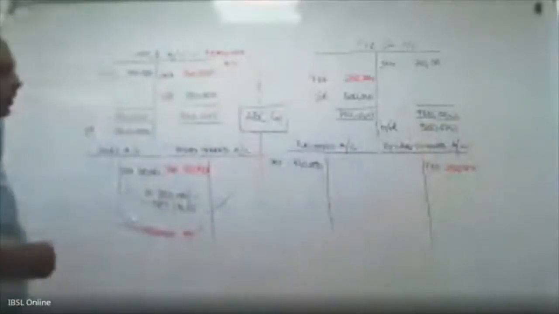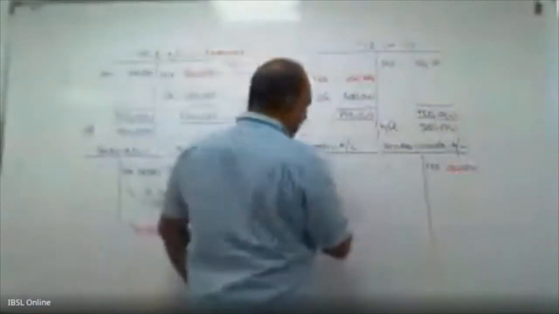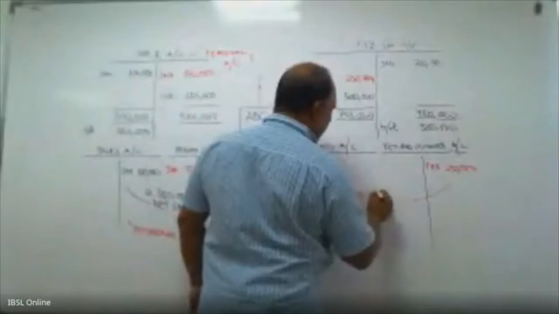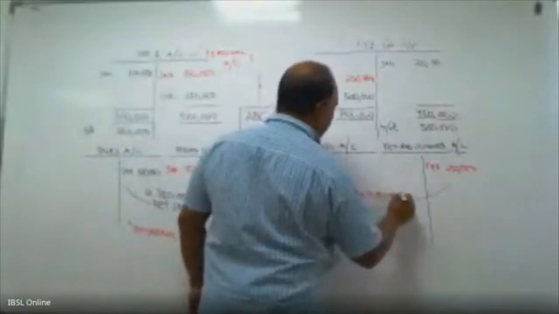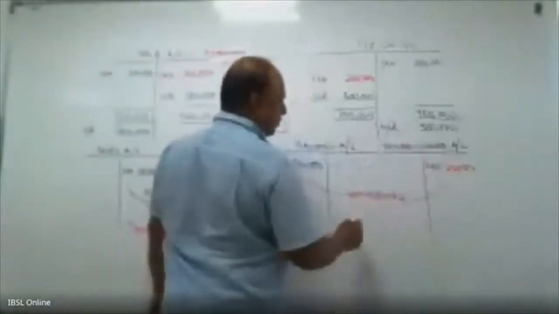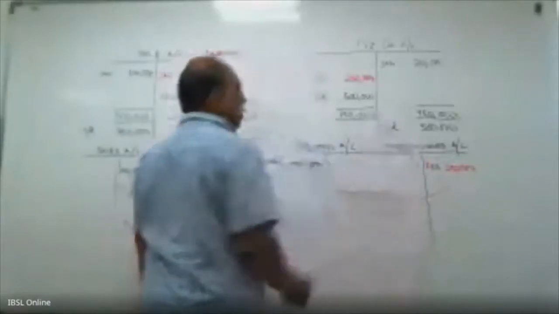So what does this mean? You have made a purchase of 750,000, but you have returned 250,000 worth of stationery. What will happen? Now you have a situation where, just like the net sales, you have a net purchase. Because you have purchased 750 and you have returned 250. So what is your net purchase? 500,000. And that 500,000, to whom you have to pay? XYZ company. You see? That 500,000.